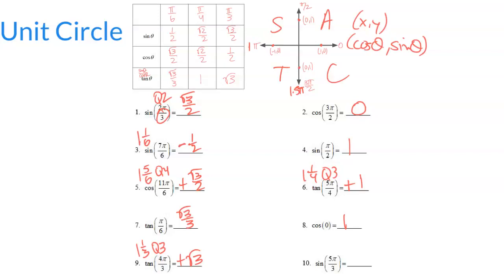Finally, sine of 5 pi over 3. We know that 5 over 3 is the same as 1 and 2/3, which is bigger than 1 1/2, and so that's going to put us into quadrant 4. Sine in quadrant 4 is negative because that's the quadrant where cosine is positive and sine is negative. The reference angle is pi over 3, and we see that sine of pi over 3 is the square root of 3 over 2, and so the answer here will be negative square root of 3 over 2.